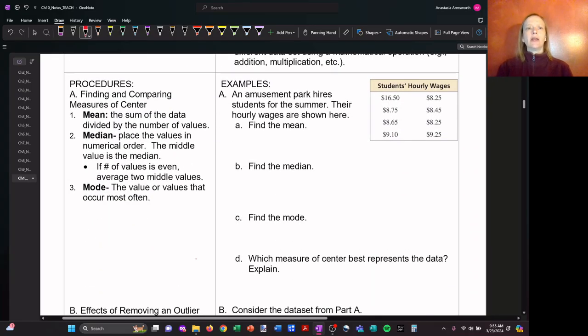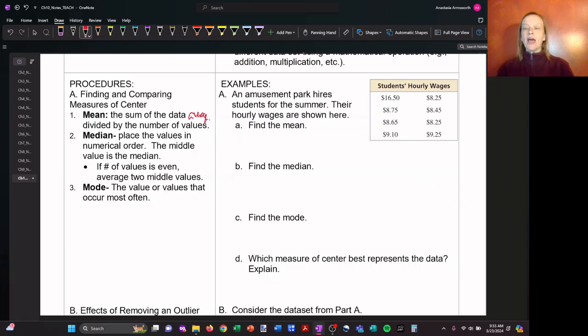So let's jump right in and look at how we calculate mean, median, and mode. Mean is really just another word for average. So to calculate an average, you need to sum all the data points in a data set, and then you divide by the number of values you have in that data set.